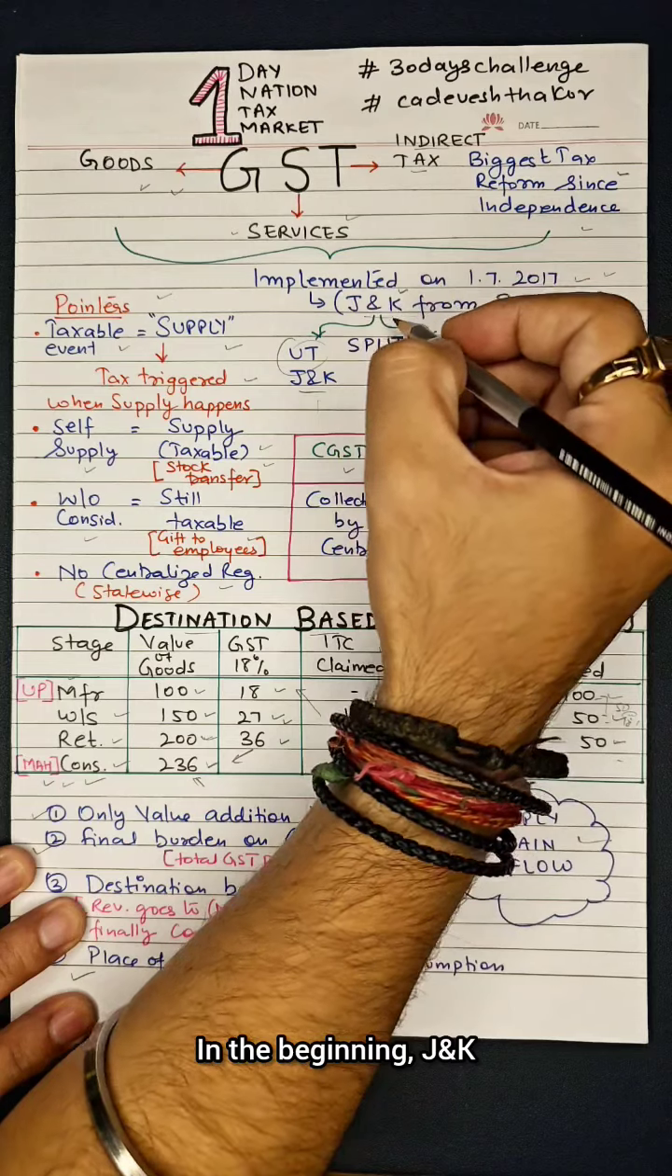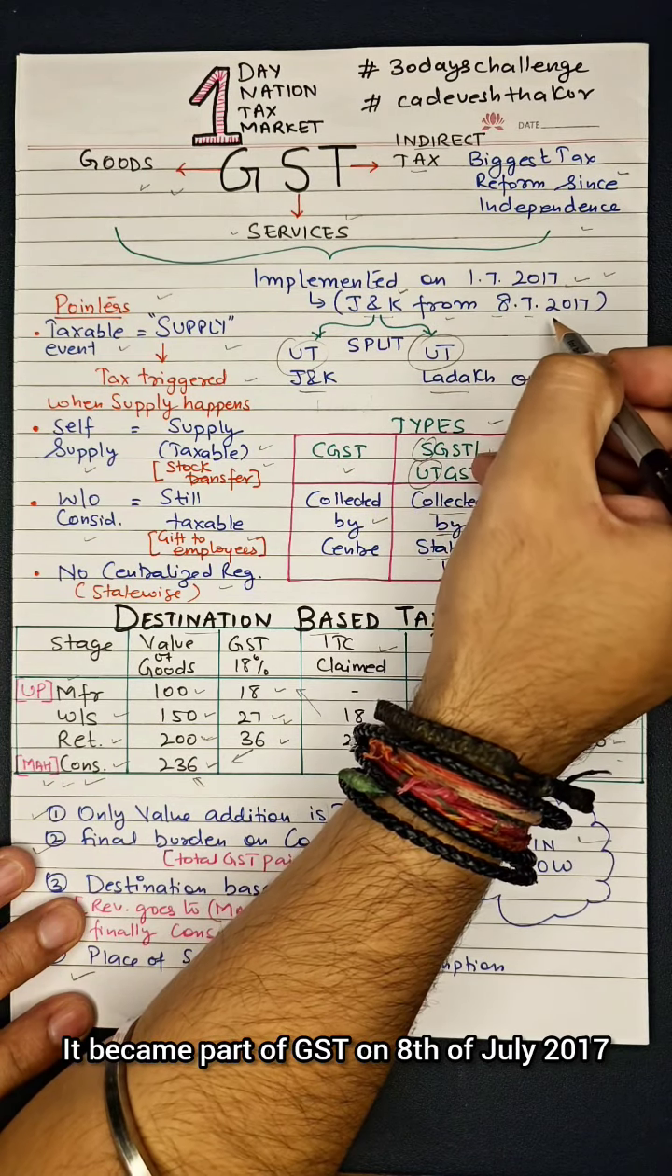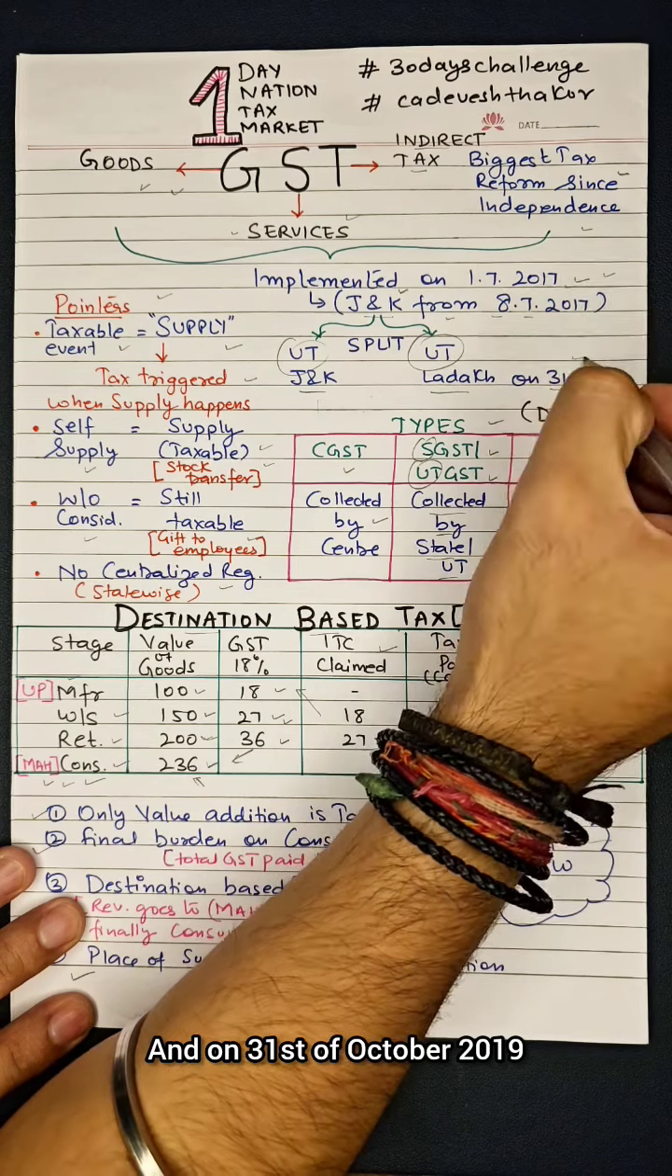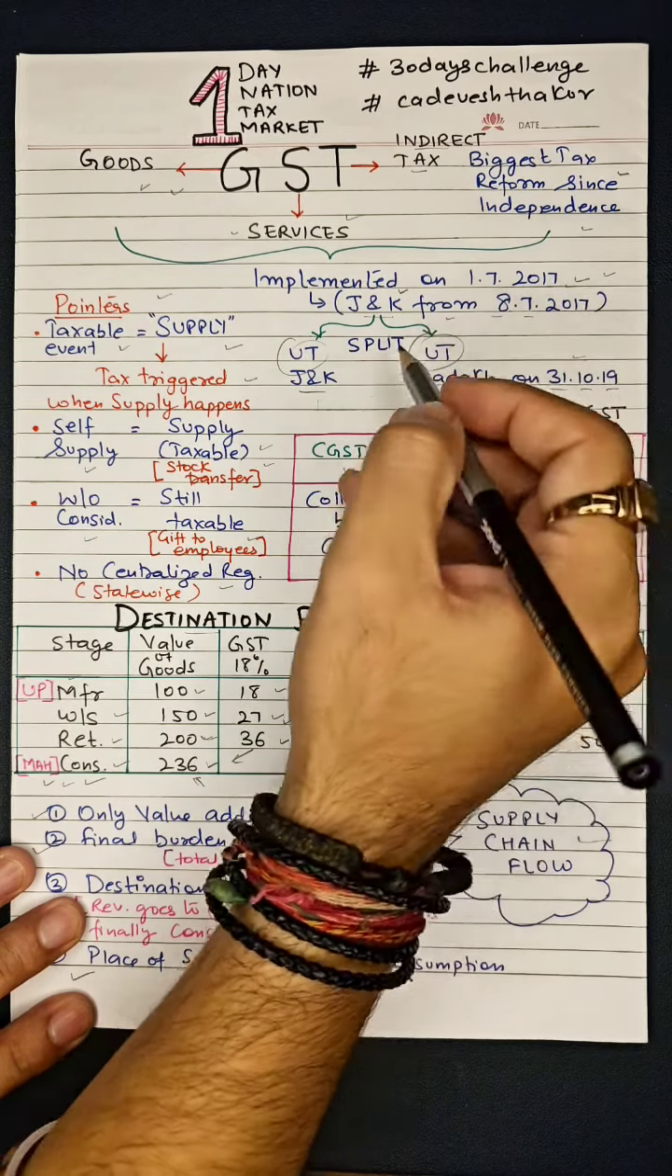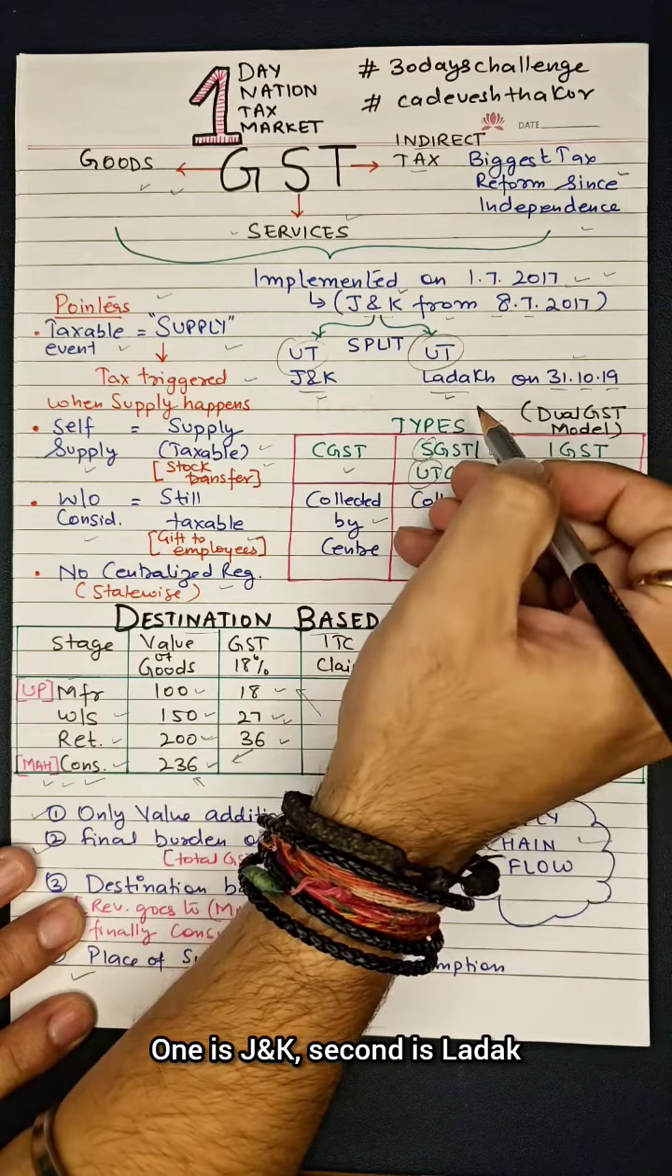In the beginning, J&K, Jammu and Kashmir, was not part of GST. It became part of GST on 8th of July 2017. And on 31st of October 2019, J&K was split into two union territories. One is J&K, the second is Ladakh.